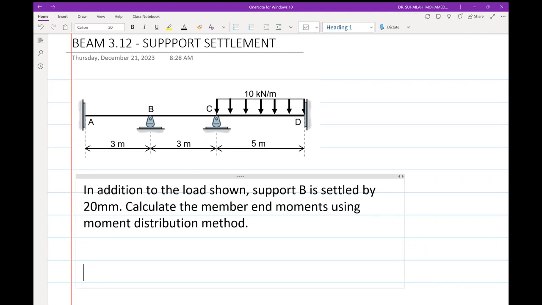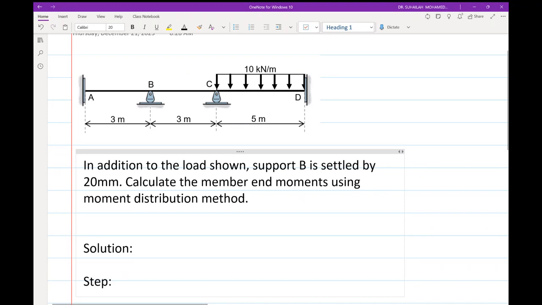Now we are going to analyze this beam. Remember, FEM can occur due to loading as well as delta. So we have two types of FEM in this question. Whenever information about settlement, meaning delta, is given in the question, we have to consider that. For the stiffness factor and distribution factor, it is the same. We just need to consider the combination of loading and support settlement in step number 3. We will start with step number 1 first, as usual.